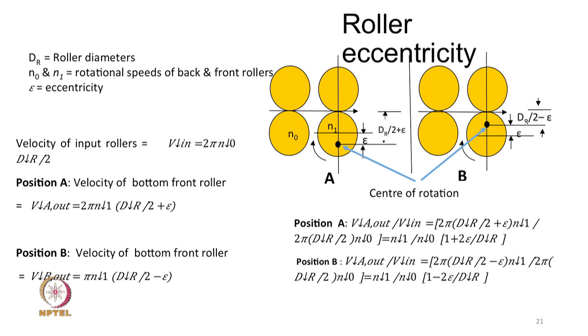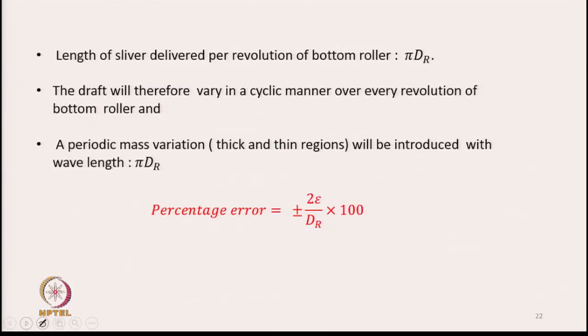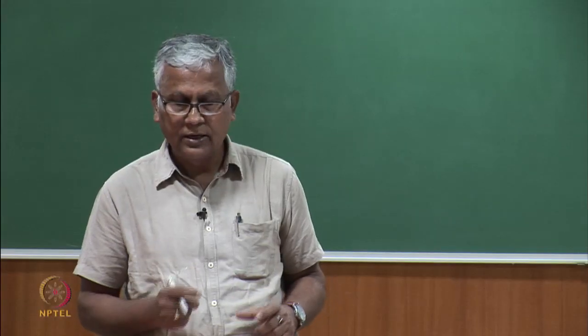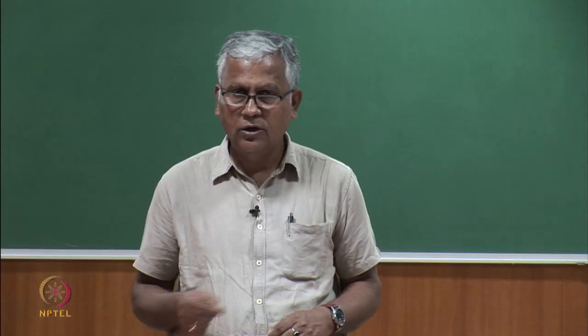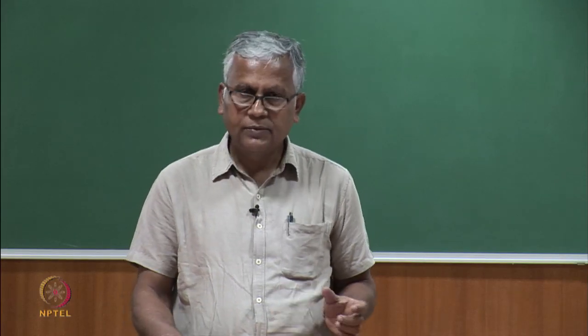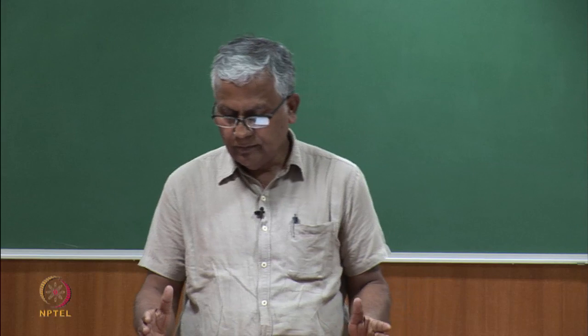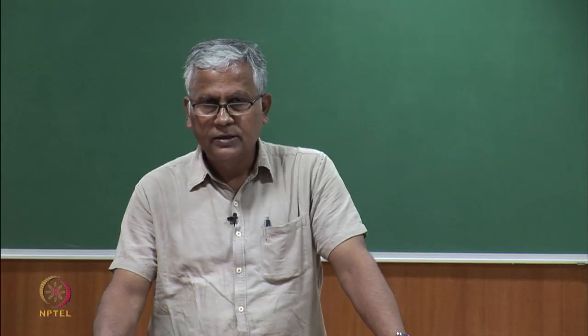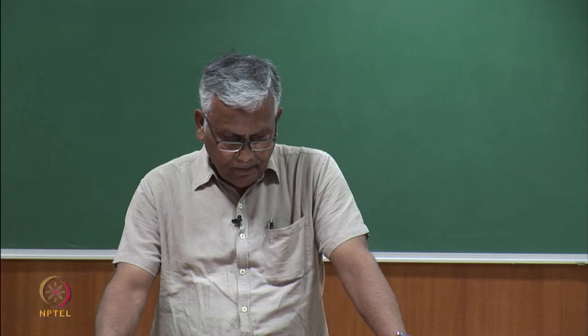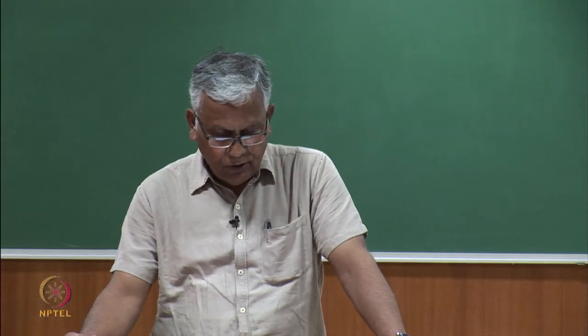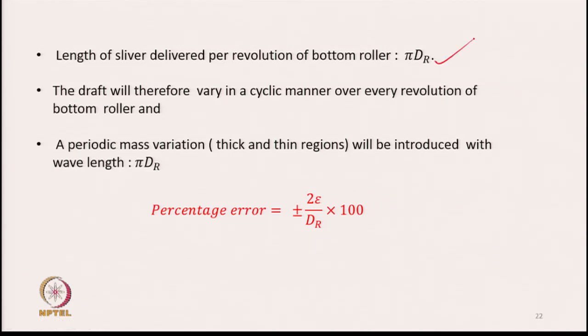That means, the ratio of these two is the draft, and therefore, what will happen? The draft is cyclically going to change for each and every revolution of the bottom roller. Draft is not constant. That is the effect that we will get if the rollers become eccentric. Length of the sliver that is delivered per revolution of the bottom roller is always pi d r. The draft will vary in a cyclic manner over every revolution of the bottom roller, and a periodic mass variation will be introduced with a wavelength pi d r in this case.